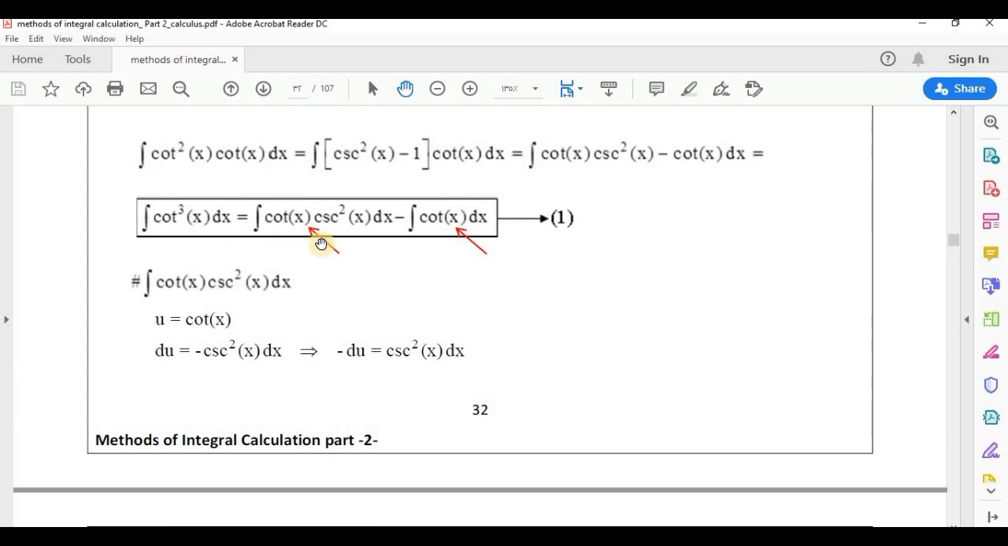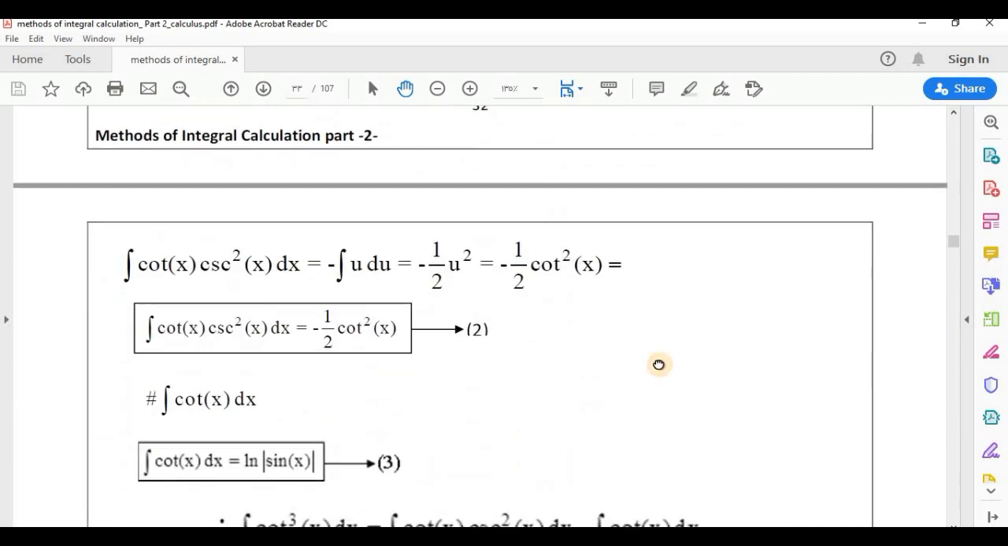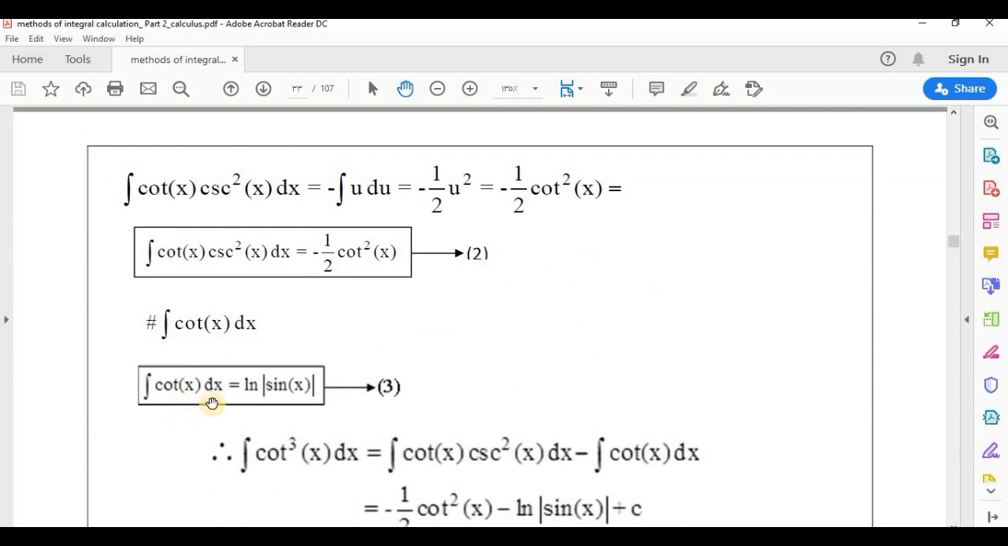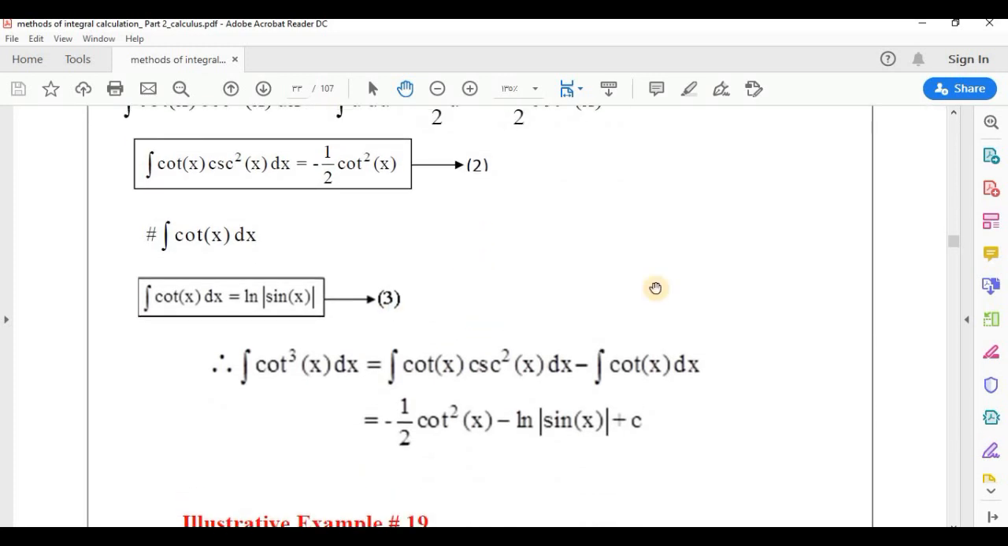We already found the integral for this function. We need to find the integral for this function. So the integral for cotan x dx will be equal to this, and we will call it equation number 3. The last step, from equation number 2 and 3, we will substitute the result of this integral and we will put it in the equation number 1. And finally, we will get the final result for this integral.